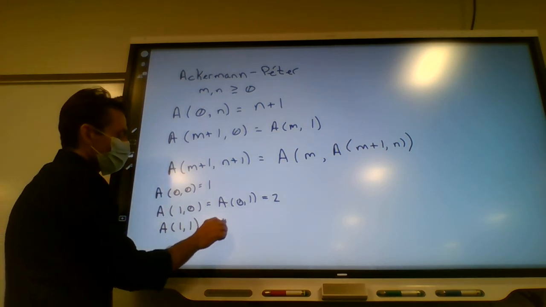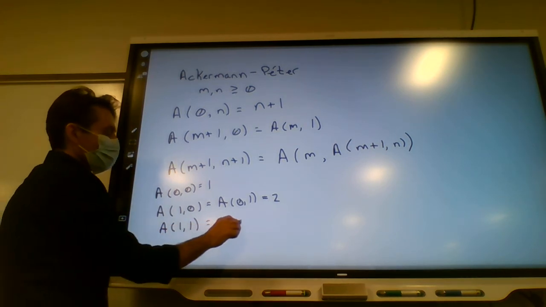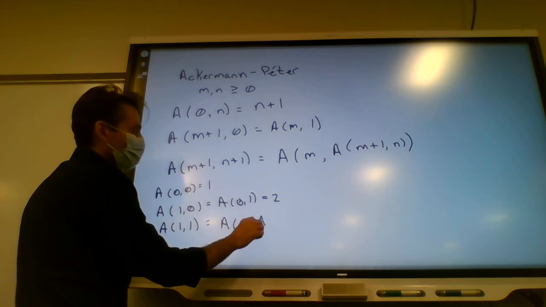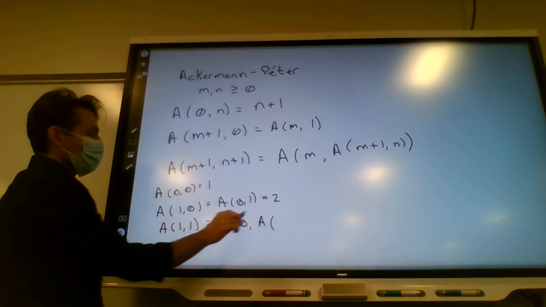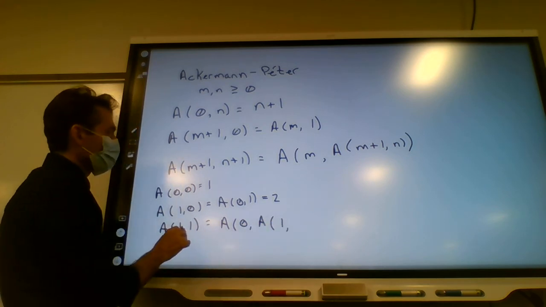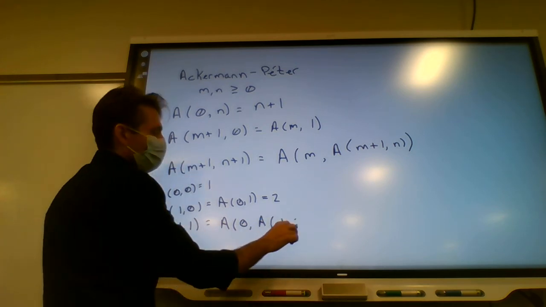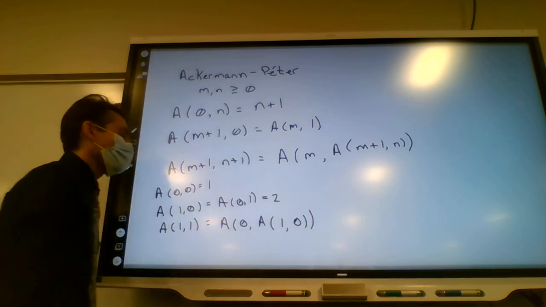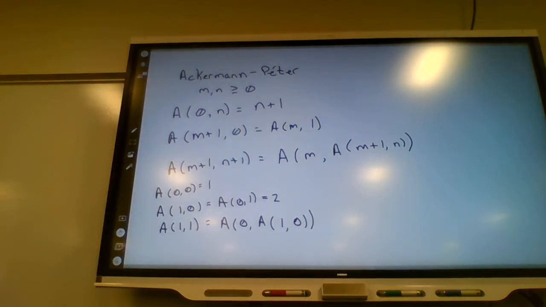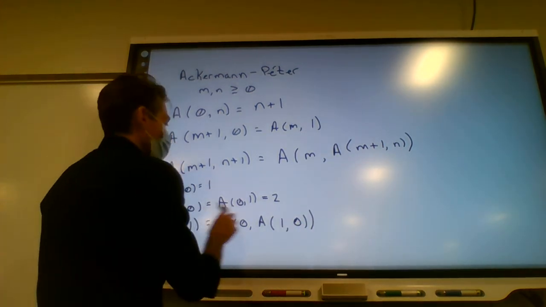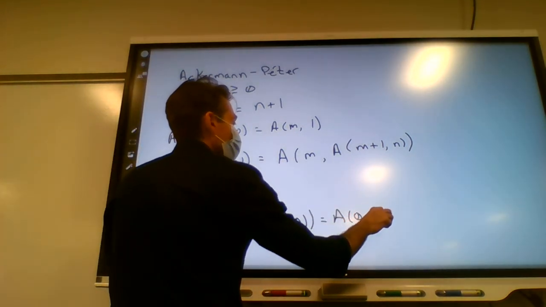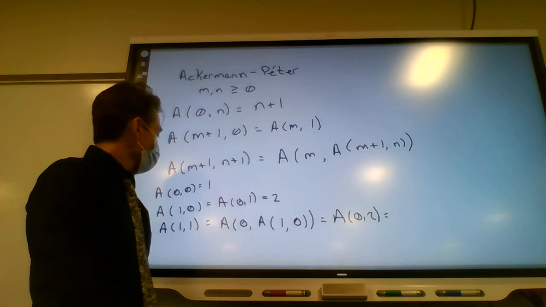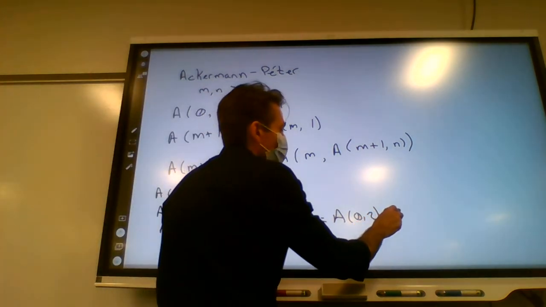What happens with 1, 1? This becomes A of 0, which we know is 2. So we have A of 0, 2, which is 3.